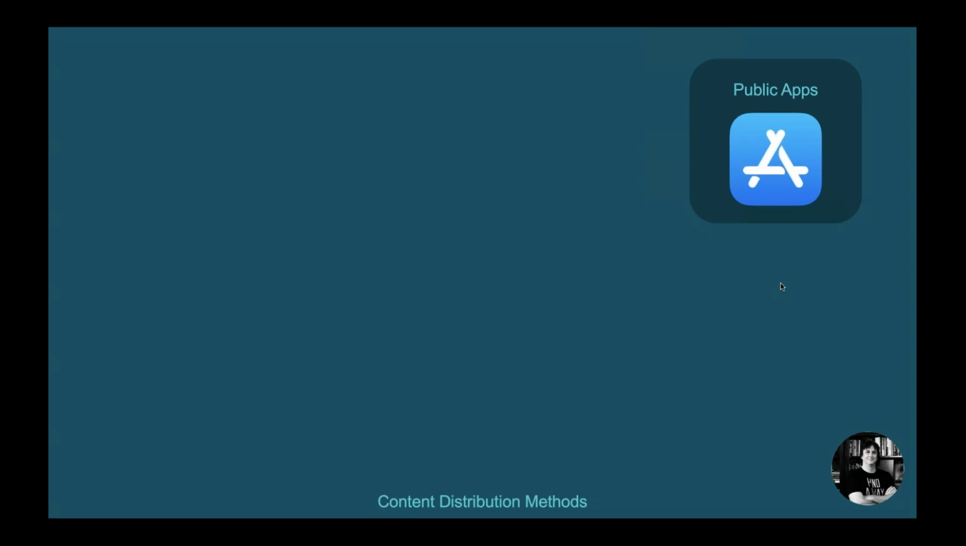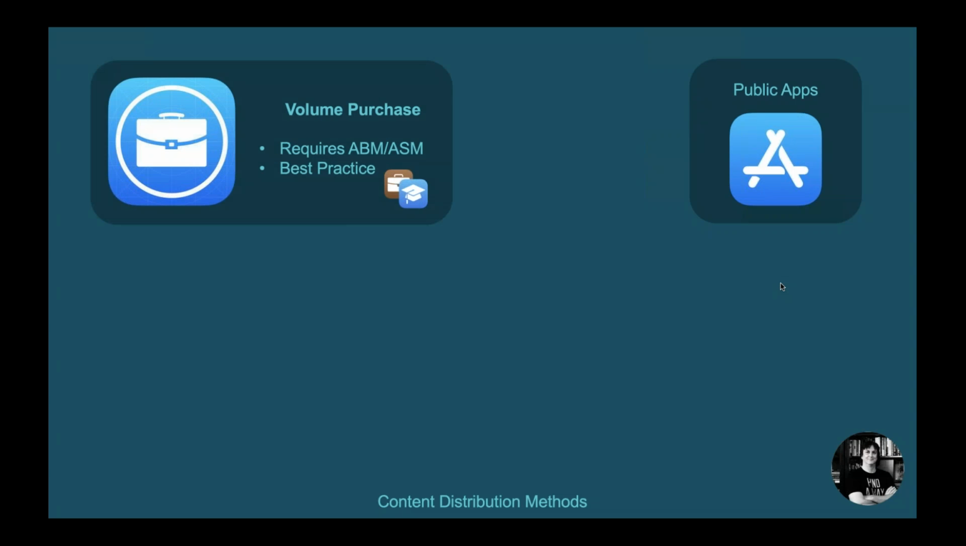That is simple for deploying apps that are free, so you don't have to pay for an app, like for example, let's say Slack or Microsoft Word, Microsoft PowerPoint. Apple has also a volume purchase program that requires ABM or ASM, what Jonathan introduced earlier. This is the best practice, and this also works for public apps, right?